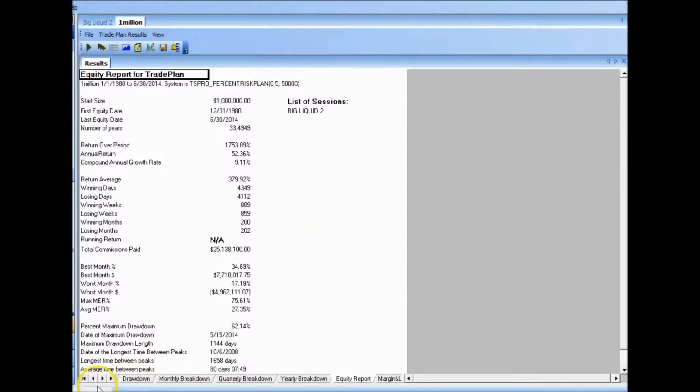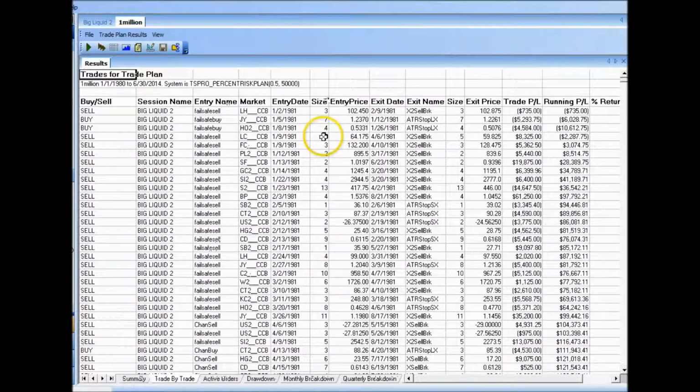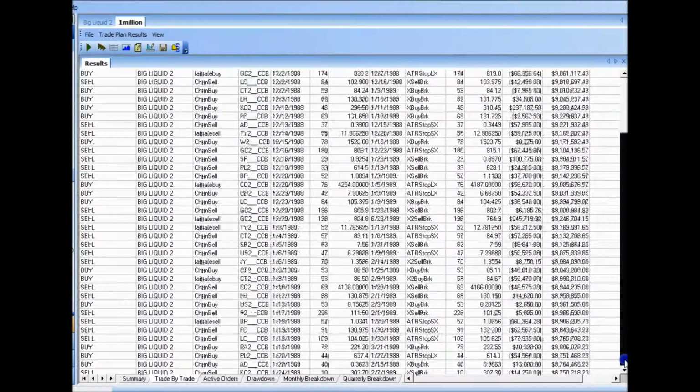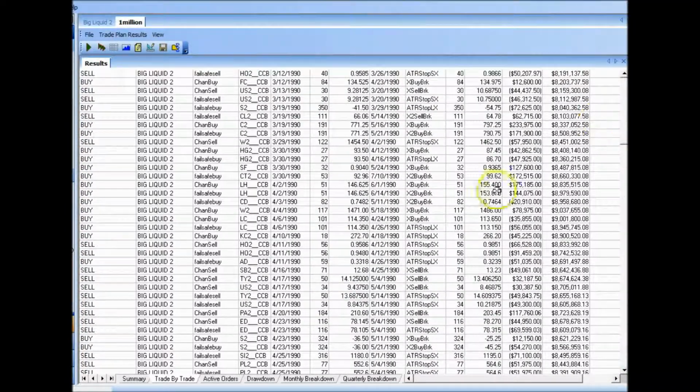Now again, we can see the trade by trade, and you can see here this is the size of each position. And so our money management algorithm is definitely kicking in here, and you can see all the individual trades, over 8,000 of them, going back to about 1981.